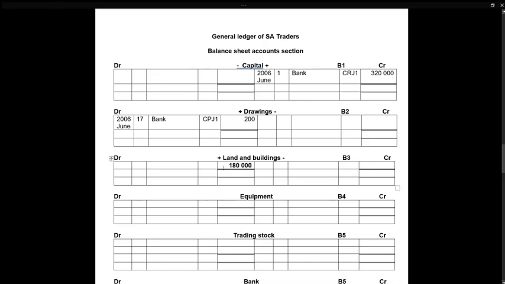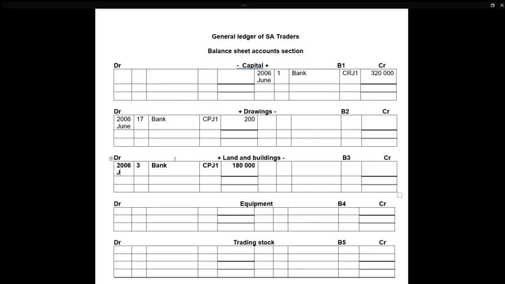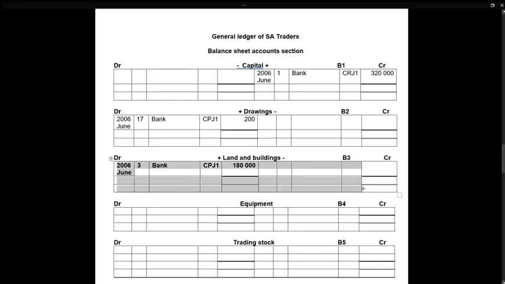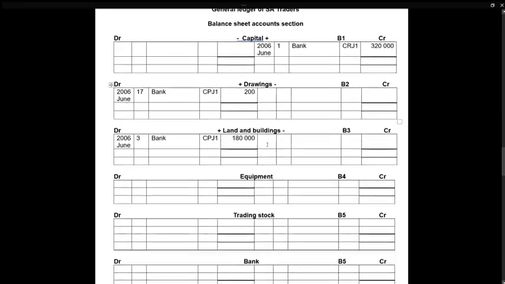Right, 180,000 Rand. Where did I get this information from? CPJ number 1. Details will be bank. Land is being debited. If I want to find my credit, I'll go and find it in my bank account. This took place on the 3rd, June 2006. There we go.